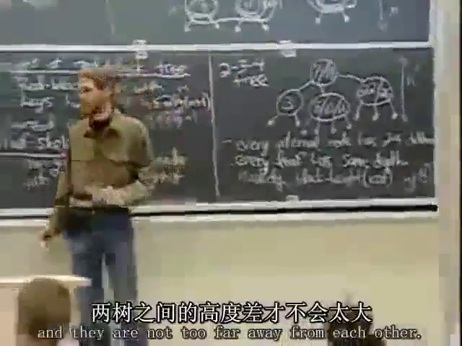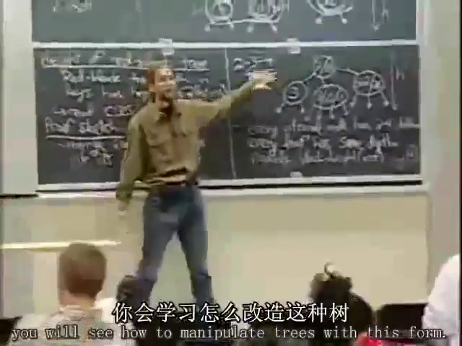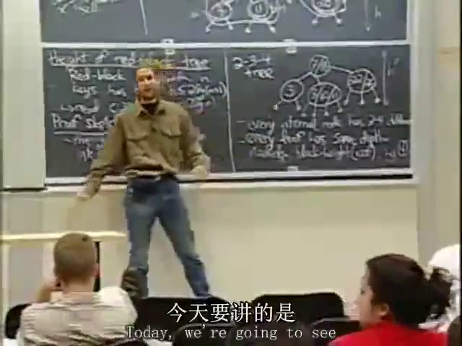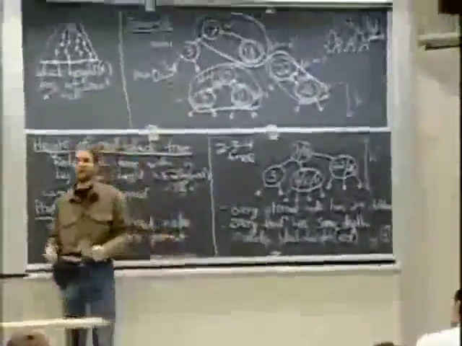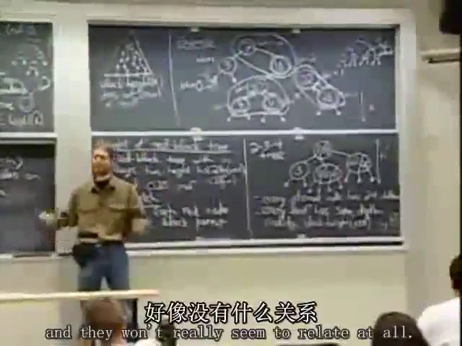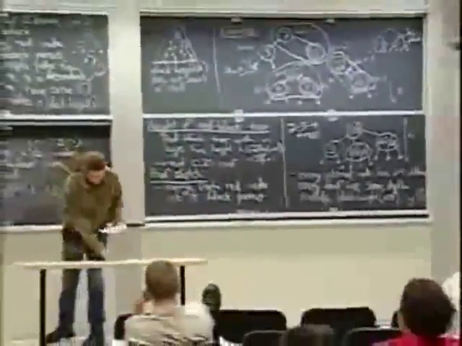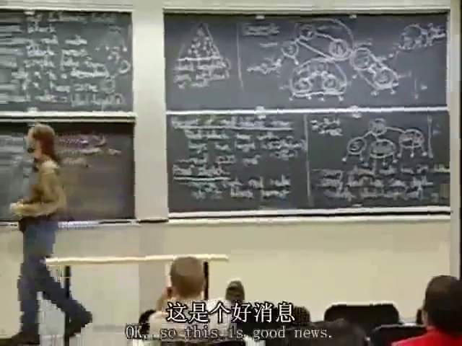Okay, so in Friday's recitation, you'll see how to manipulate trees of this form. There's a cool way to do it. That's 2, 3, 4 trees. Today, we're going to see how to manipulate trees in this form as red-black trees. And you'll see today's lecture and you'll see Friday's recitation, and they won't really seem to relate at all. But they're the same, just a bit hidden.